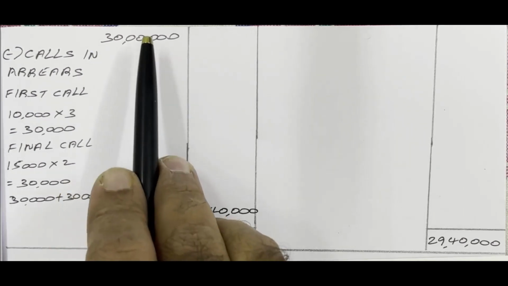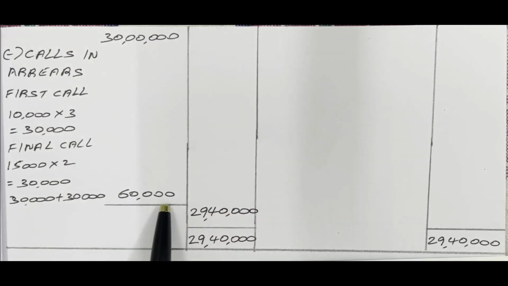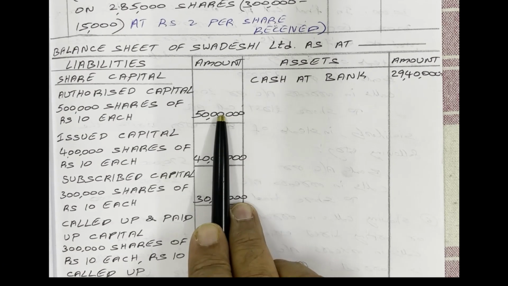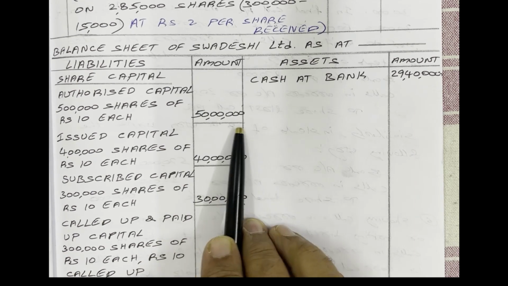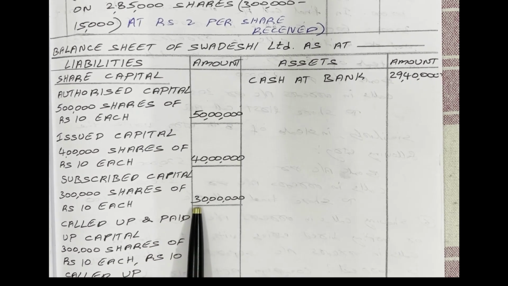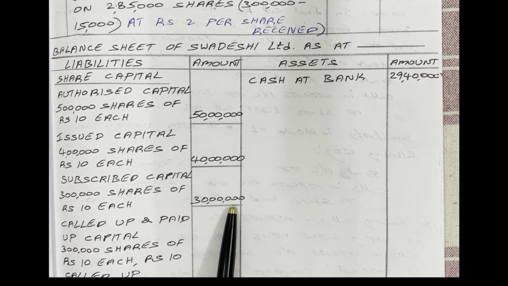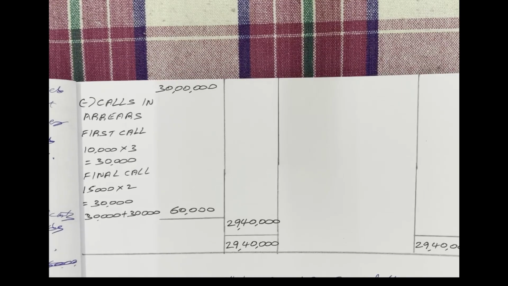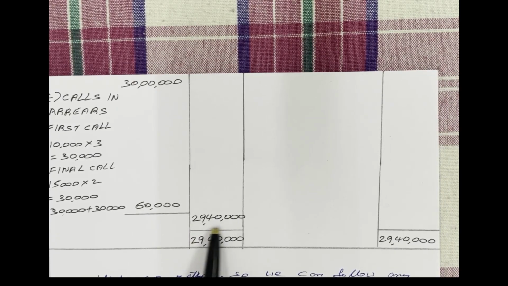So from called up capital 30 lakh, if you subtract this calls in arrears amount 60,000, then in the outer column paid up capital value comes. That is 29,40,000. While calculating the total of the liability side, this paid up capital amount only we should consider. Below authorized capital amount we drew a line now. Means what? For totaling purposes, we are not considering the authorized capital amount. Issued capital and subscribed capital amounts also we are not considering. That is why you have to draw lines. But paid up capital we have to consider. Therefore, this amount you have to show in the outer column.